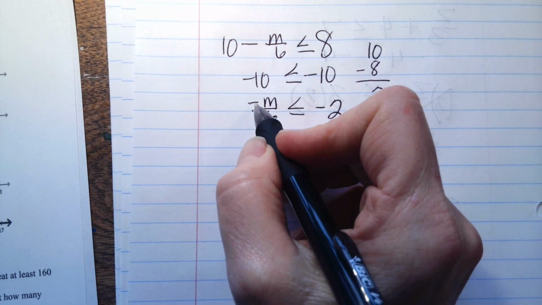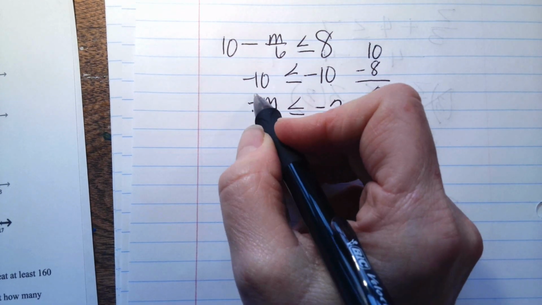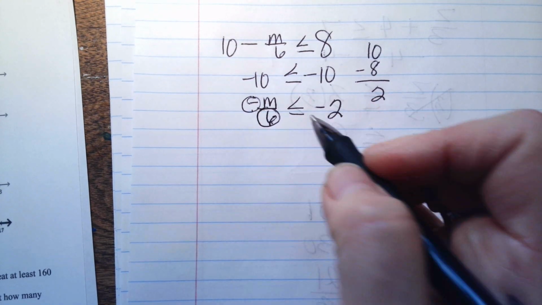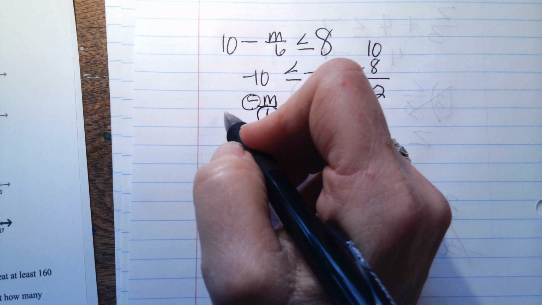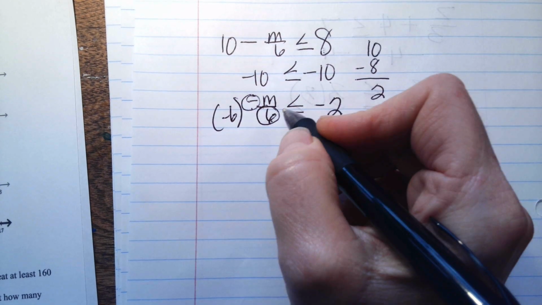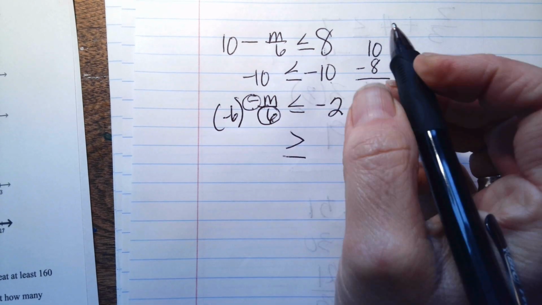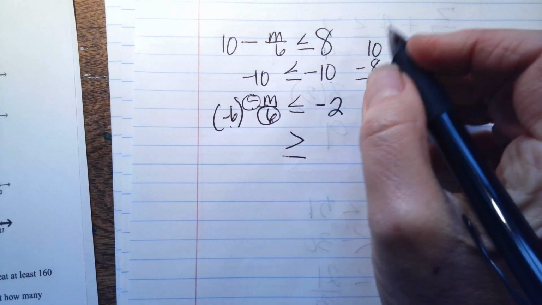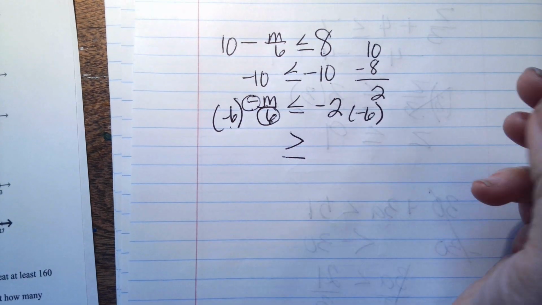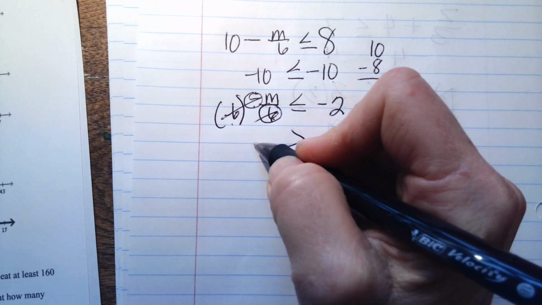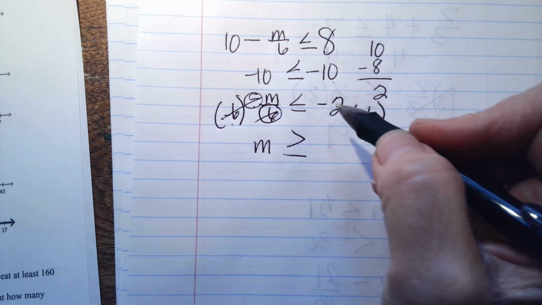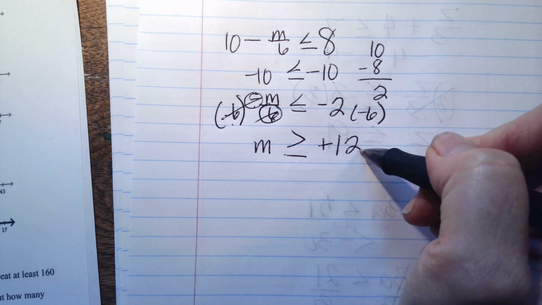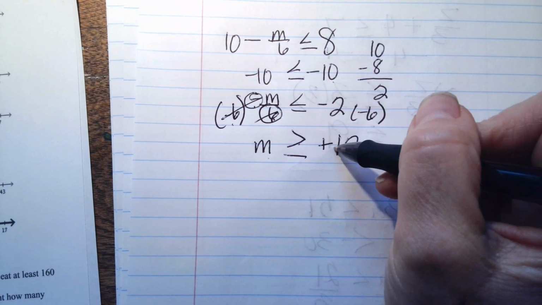So I know that when I'm dividing, I have to take this and I have to take this. They're dividing by -6, so I am going to multiply by -6. I know I have to flip my sign because I'm multiplying by a negative number. Anything I do to one side, I do to the other. This cancels each other out. What's left on this side is m. 2 negatives make a positive, and then 2 times 6 is 12. m is more than or equal to +12.